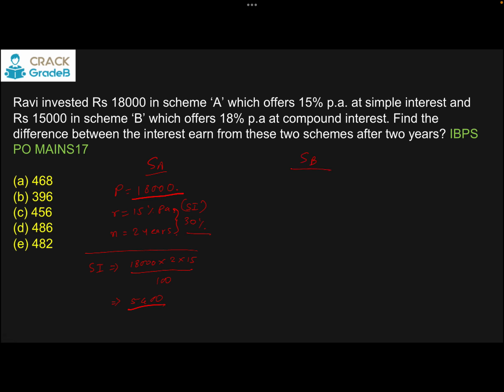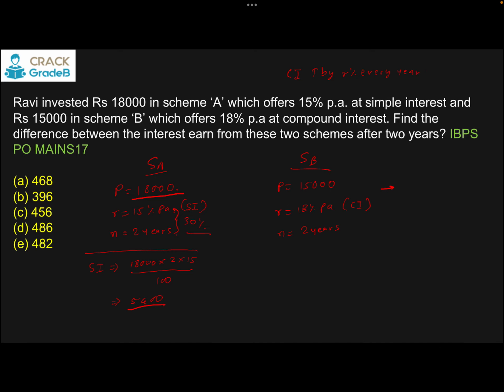In case of scheme B, the principal is 15,000. Rate of interest is 18% per annum at compound interest. And the number of years is 2 years again. Here we can't obviously do that because it is compound interest. But what we do in case of compound interest is, we know one property, that compound interest increases by R% every year.